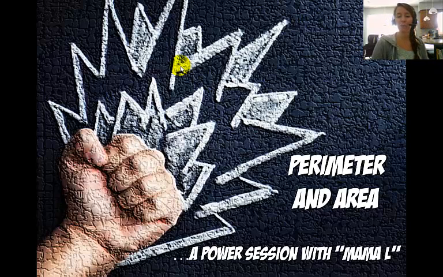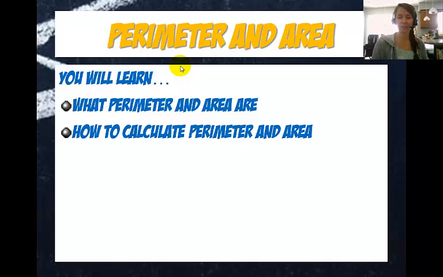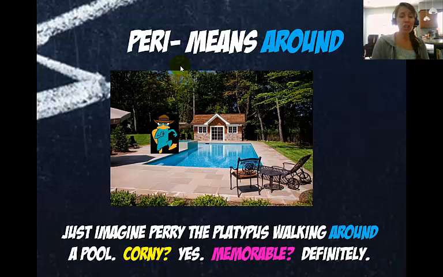We're going to be talking about perimeter and area today. After this session, you will know what perimeter and area are and how to calculate perimeter and area of some basic shapes. So just to start off with, peri means around.